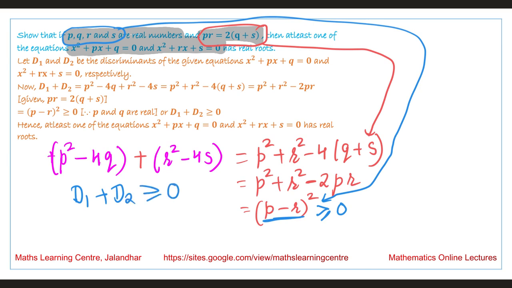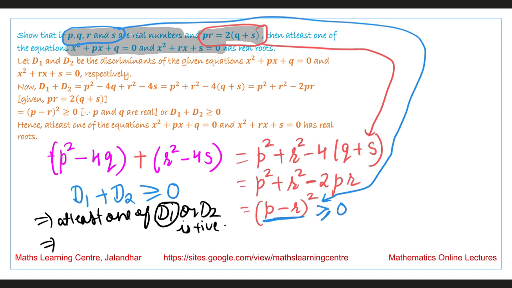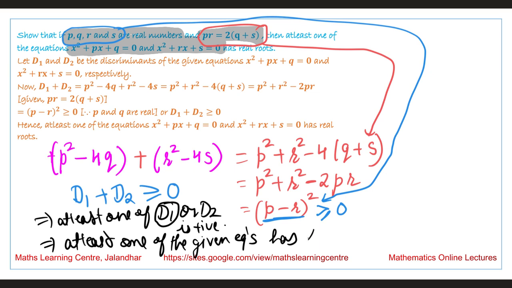So this implies that at least one of d1 or d2 is non-negative. If one of d1 and d2 is non-negative, this implies that at least one of the given equations has real roots.